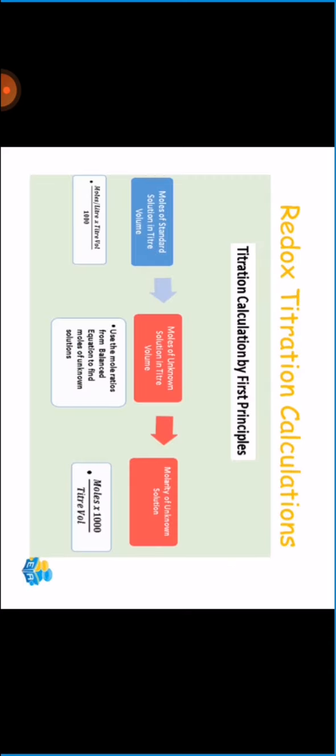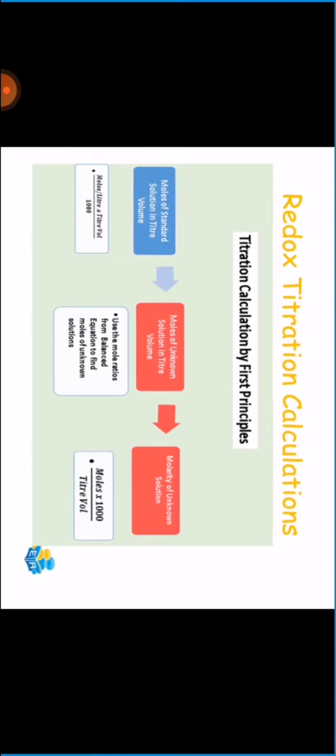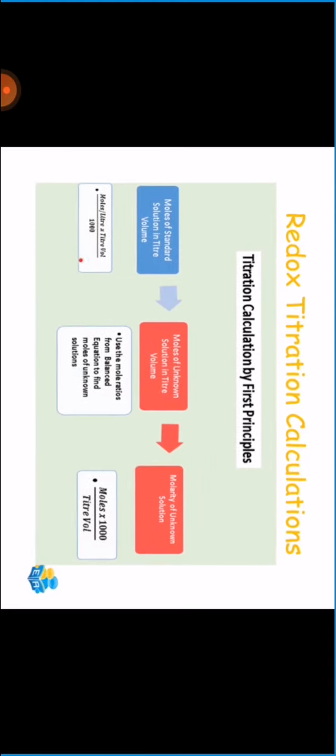So with your oxidation reduction titrations, you will be using the same first principles method as was done in the acid-base titrations. You can use the formula that we went through, but I'm going to be doing all of the calculations by first principles as outlined already.